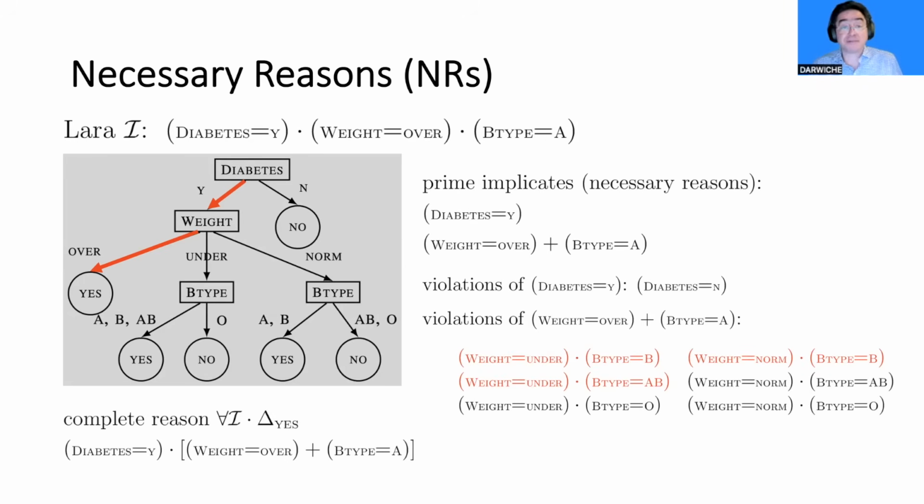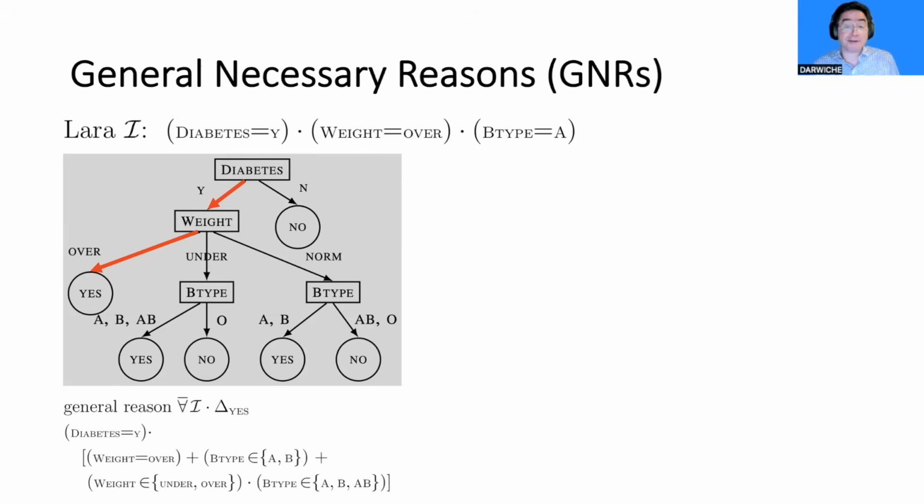The ones in red do not. So all I'm guaranteeing you is there is a way to undermine the decision by violating this. But if there are multiple violations, I'm not telling you which one will do that, but I'm telling you at least one of them will. Okay, now we get a stronger guarantee with the general necessary reasons.